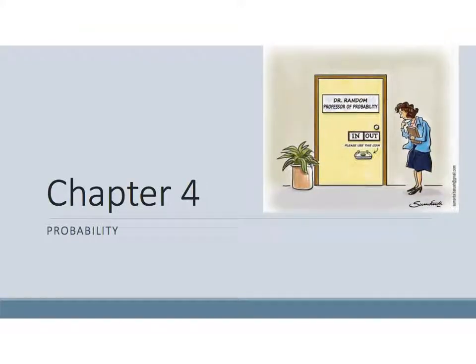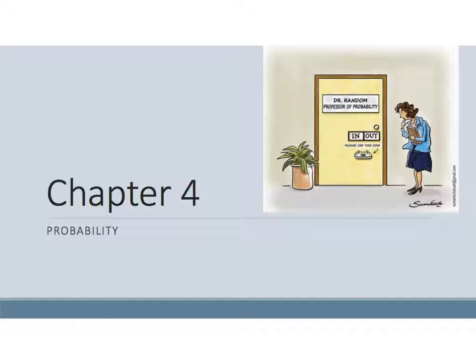Okay, today we're going to talk about Chapter 4, which is probability. In your notes, the first thing it says is the rare event rule. It says if under a given assumption the probability of a particular observed event is extremely small, we can conclude that the assumption is probably not correct. Generally, this is less than 5%.